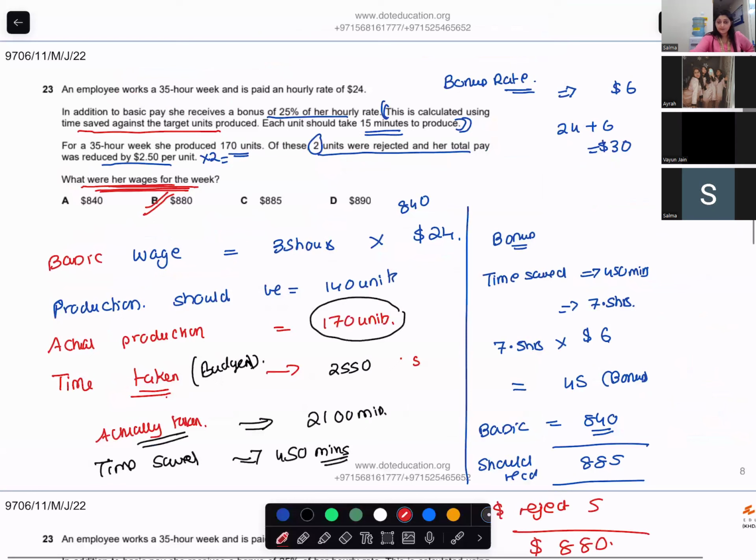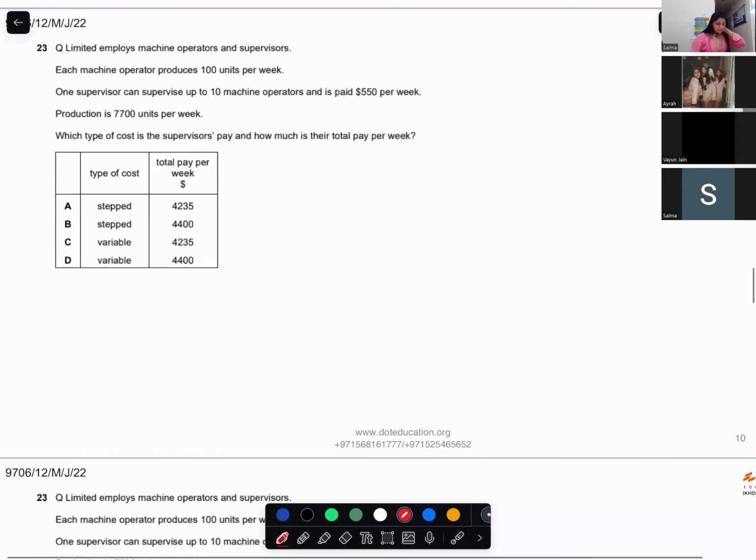I want you to think properly, analyze, do it one or two times. Q Limited is employing machine operators and supervisors. Each machine operator is producing 100 units per week. One supervisor can supervise up to 10 machine operators and is paid $550 per week. Production is 7,700 units per week. Which type of cost is the supervisor's pay and how much is his total pay per week?